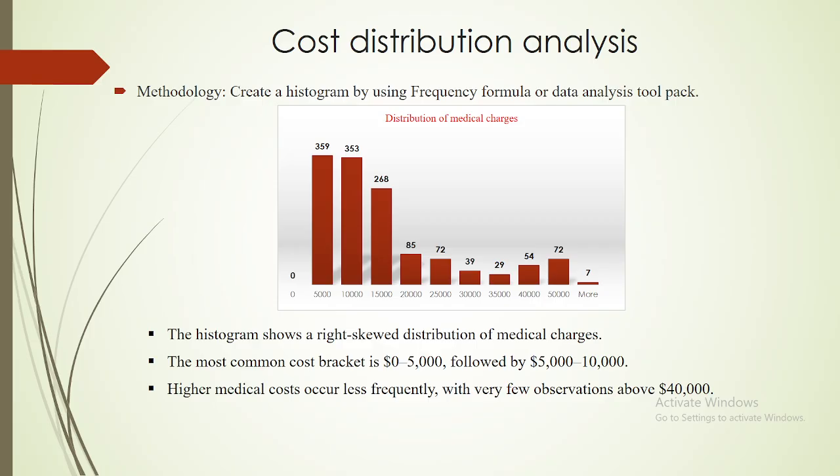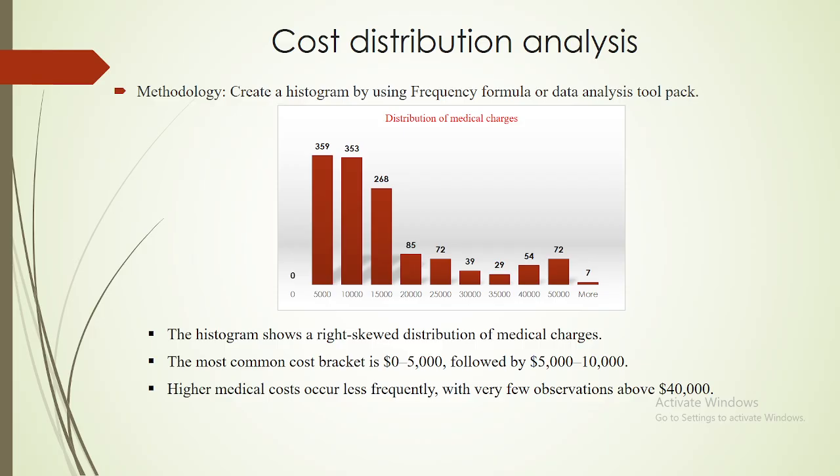The most common cost bracket, that is the highest frequency of cost we could observe here, is between 0 to 5,000 and 5,000 to 10,000 dollars. And higher medical costs occur less frequently, with very few observations above $40,000. We could observe only 54 observations at 40,000, and 35,000 has only 29 observations.